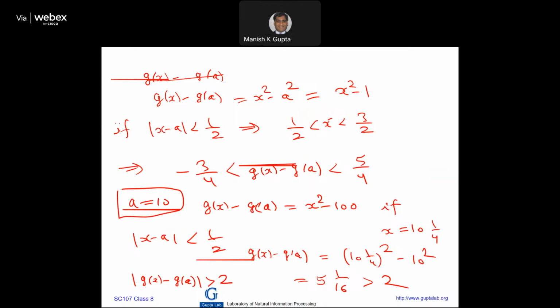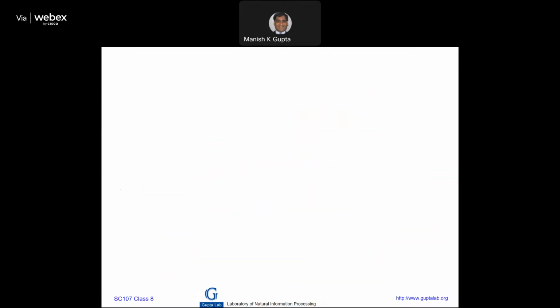If g of x is defined as x square on the whole real line, for one point a everything is okay. For another point, it is not okay, right? The inequality is not valid. So that means this function is not uniformly continuous, right? Basically, I can give you a bit more. This was just a simple example. Now let me show you.